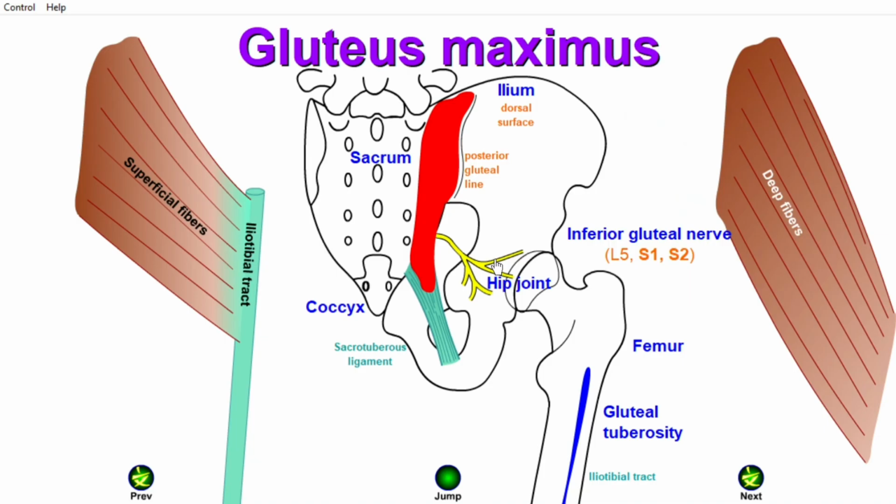We'll end with a quick look at the gluteus maximus and the inferior gluteal nerve which supplies it.